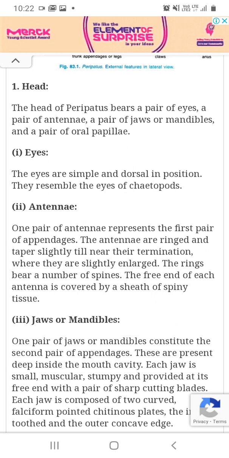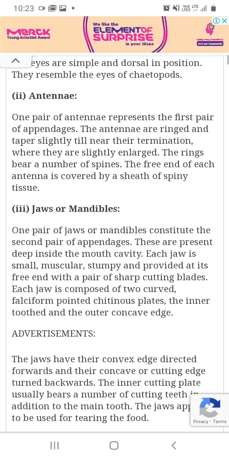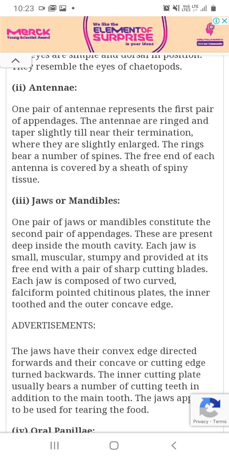Antennae. One pair of antennae is present. They represent the first pair of appendages. The antennae are ringed and taper slightly till near their termination, where they are slightly enlarged. The rings bear a number of spines. The free end of each antenna is covered by a sheath of spiny tissue.